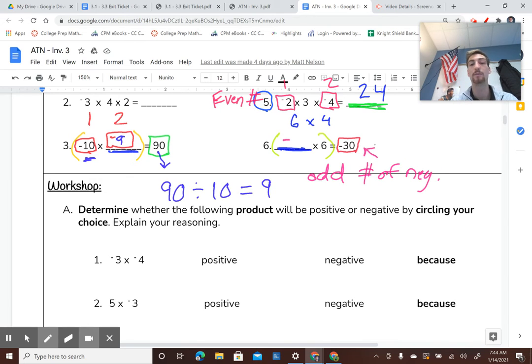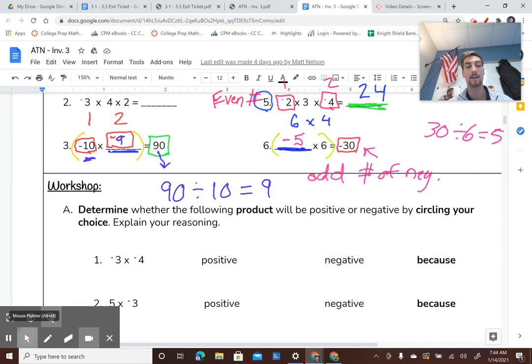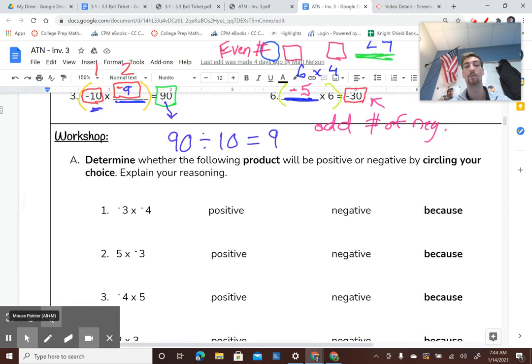So what multiplied by 6 gives us 30? Again, I'm going to work backwards. 30 divided by 6, because that's the opposite of multiplication, and that gives me 5. So negative 5 times 6 equals negative 30. All right, now it is your turn to work on this.